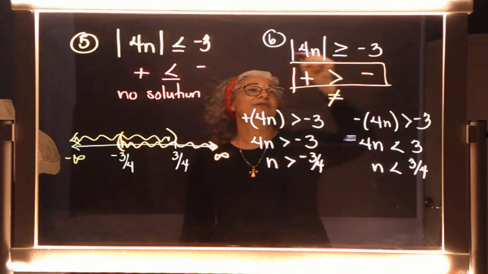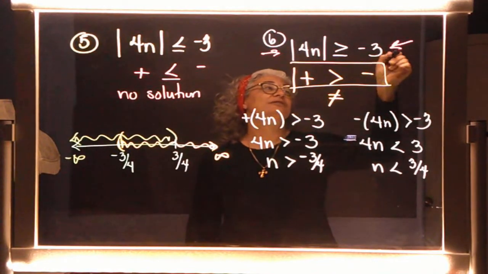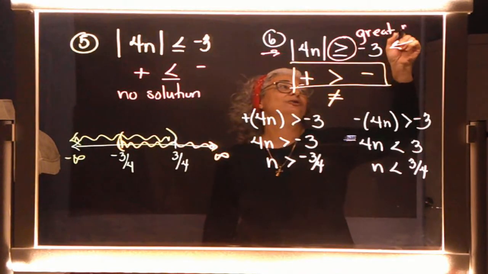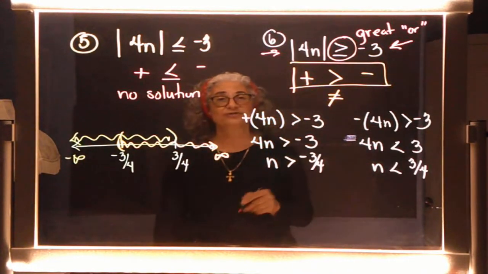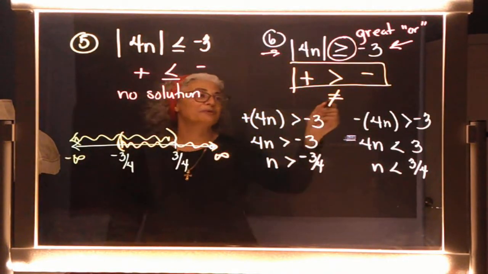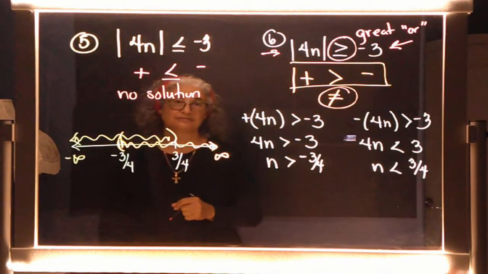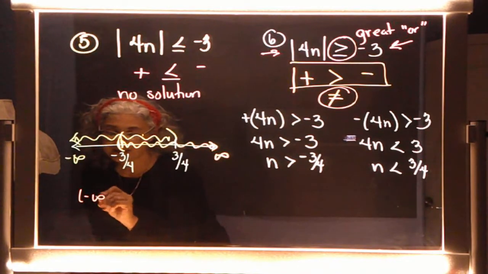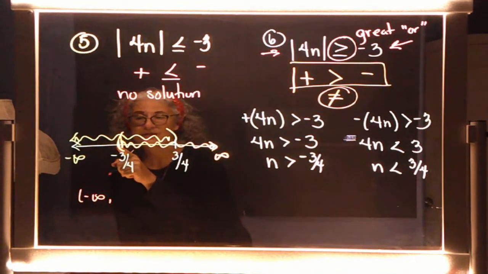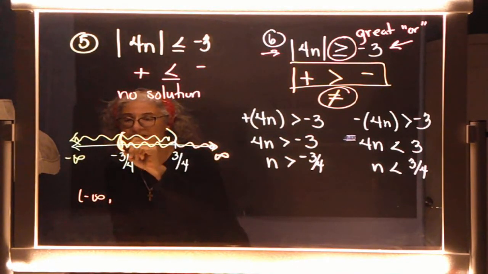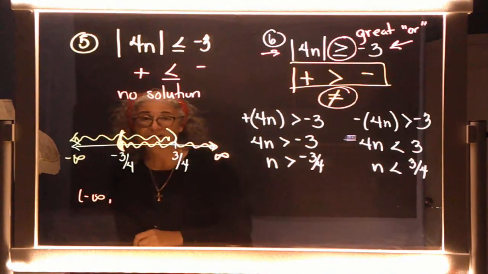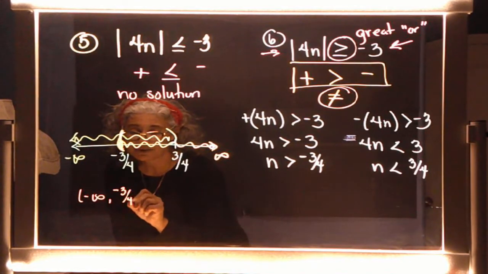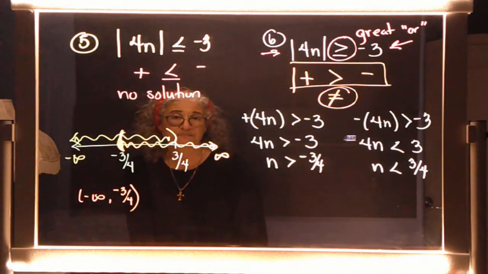Yeah, this is where the absolute value is by itself. This is greater than, so it wants all the shading, doesn't it? But remember, it can't be equal to. So, yep, we start at negative infinity, and I'm noticing right here has a parenthesis, which means it can't be equal to the negative 3/4, which means I have to stop at negative 3/4 and put the parenthesis.